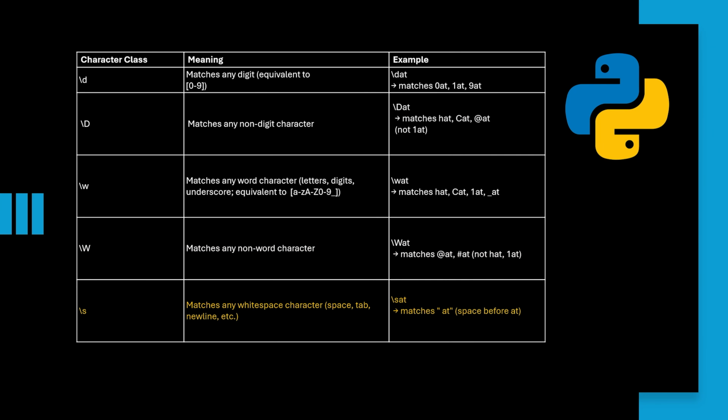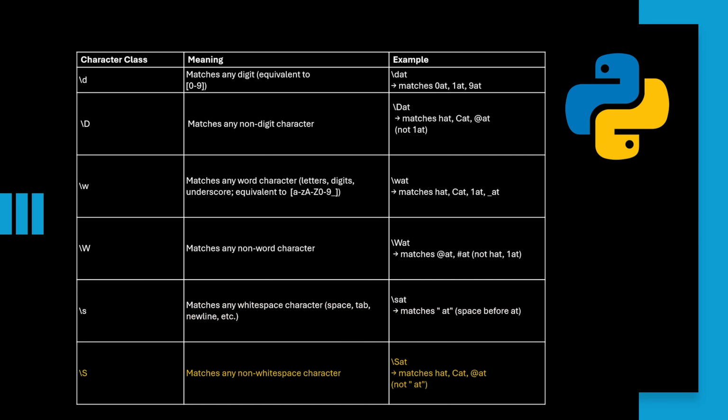So the next ones are lowercase s and uppercase S. Lowercase s matches any white space character, so it includes space, tab, new line, I mean backslash t or backslash n, and the white spaces we use. Uppercase S, as you can see, matches anything that is non-white space, so they are opposites too. Let's see them in the code in action.